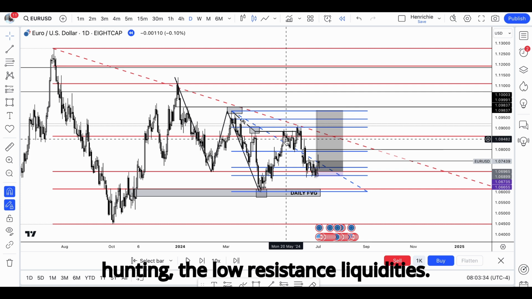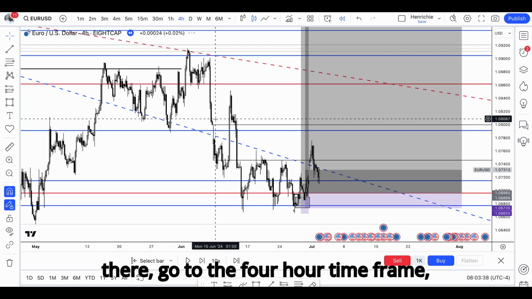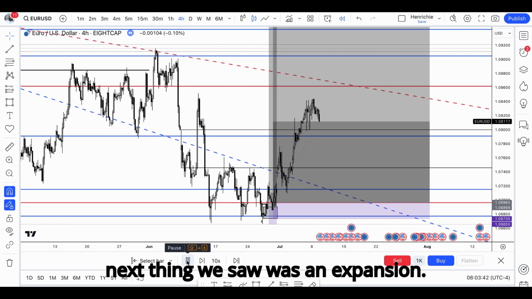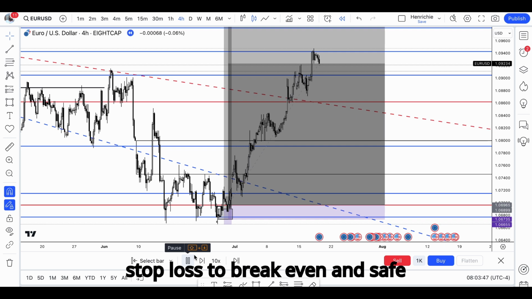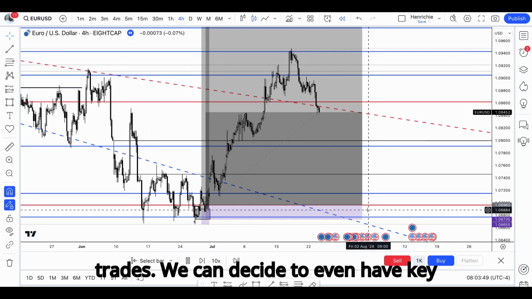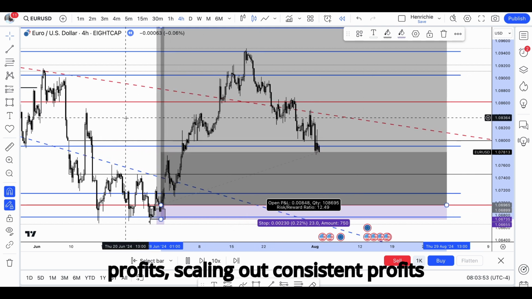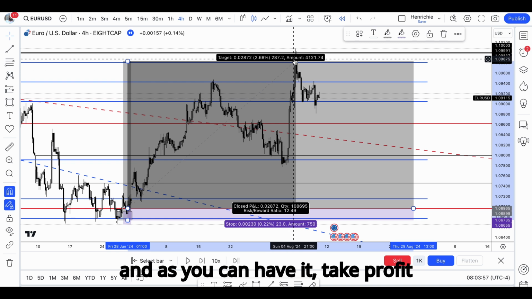The low resistance liquidities. And as you can see, after price came there, go to the 4-hour time frame. After price mitigated that position, the next thing we saw was an expansion. Both trades in massive profit, trailing stop loss to break even, and safe trades. We can decide to even have key levels where we're scaling out some profits, scaling out consistent profits, and as you can see, take profit smashed.